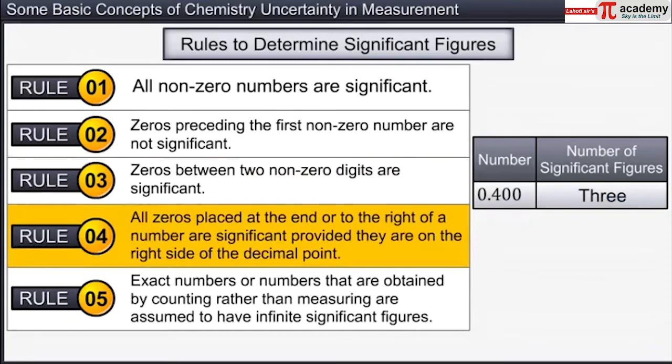The fourth rule is all zeros placed at the end or to the right of a number are significant, provided they are on the right side of the decimal point. Therefore, 0.400 has 3 significant figures. However, terminal zeros are not significant if there is no decimal point. For example, 100 has only one significant figure.